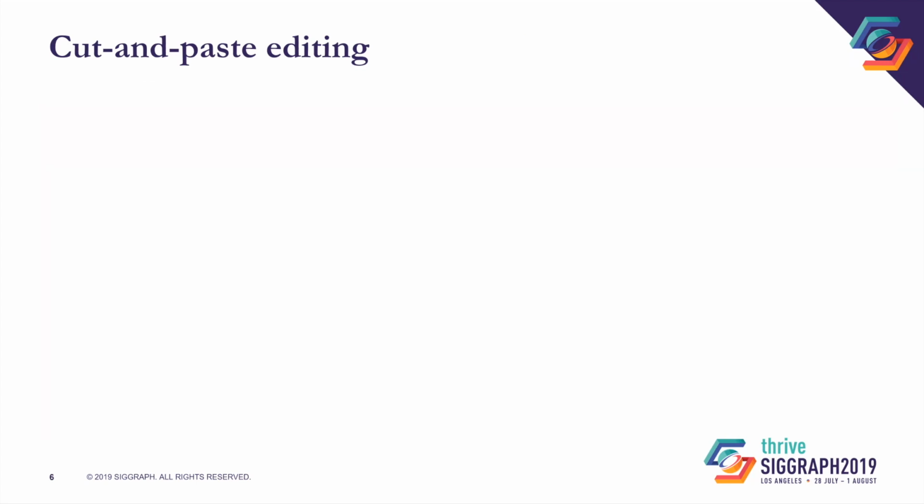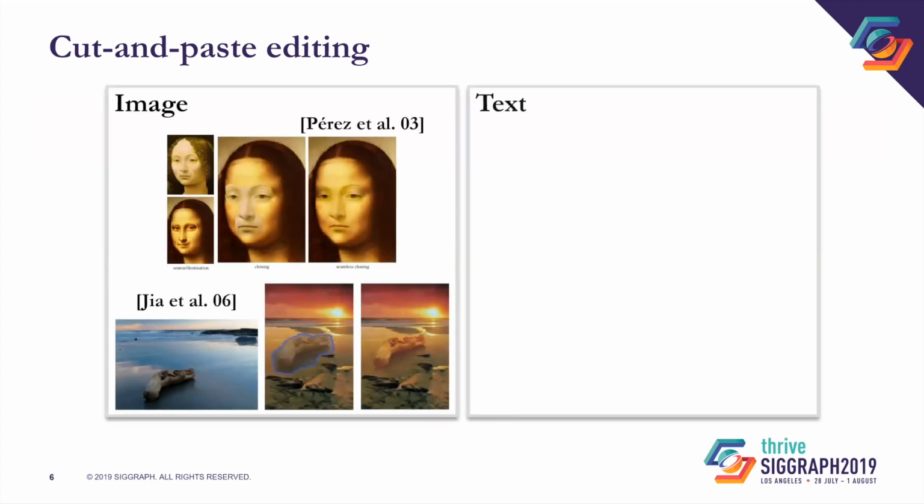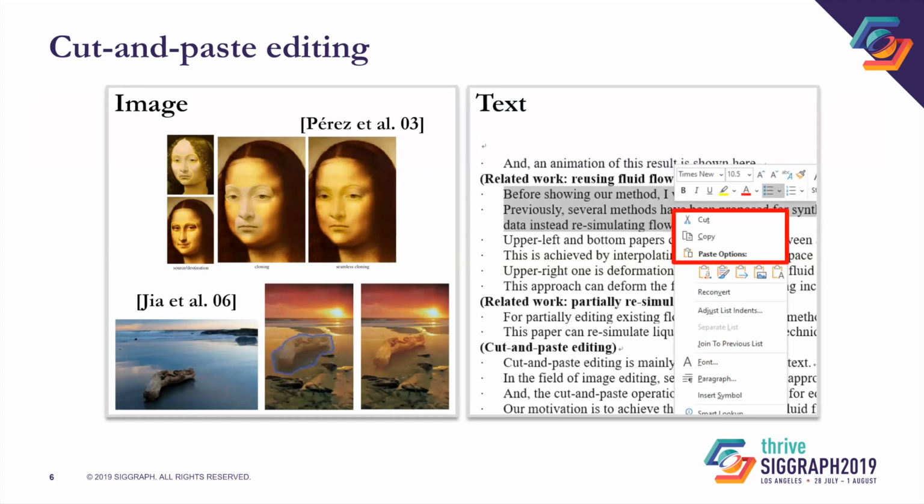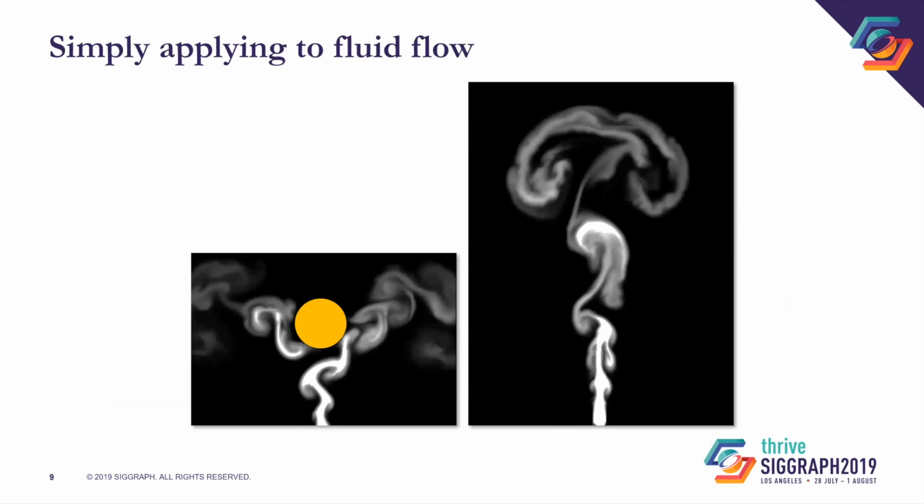The cut and paste operation is common in other media, like images or text, as shown in the slide. Our research is inspired by the Poisson image editing method. This is one of the famous methods in computer graphics, and it can naturally combine images as shown in this picture. So we tried this method on the velocity field obtained by fluid simulation. Let's see this example.